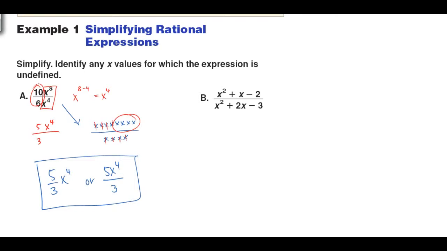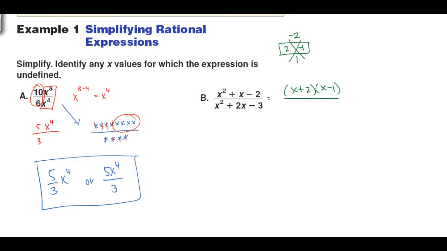All right, let's look at B. B may be a little goofier, right? B tells me that I have something over something, and so the best thing to do there is factor. So let's factor the top. Remember, you multiply to the outside number, which is -2, and it's got to add up to the inside number, which is 1. What two things do you know that could multiply to -2 but could add up to 1? Ooh, I think it's 2 and -1. And so there's your factors. You have x plus 2 and you have x minus 1.